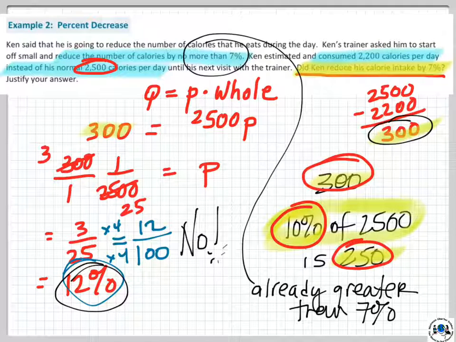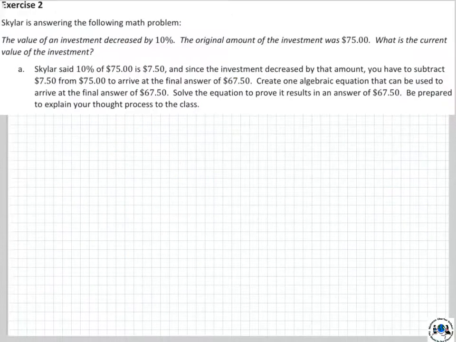So I could estimate and I can say, hey, I know he didn't go 7% or under, but then I want to justify my work by doing all that work. Kind of did this all backwards this time. Okay, let's go ahead and look here. We have this problem that follows here.